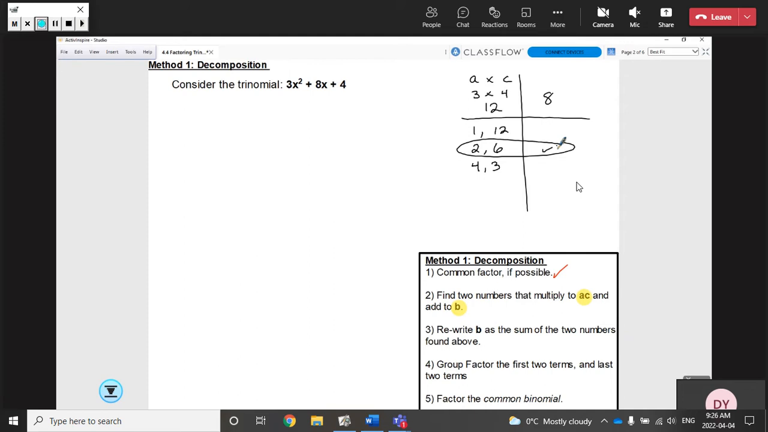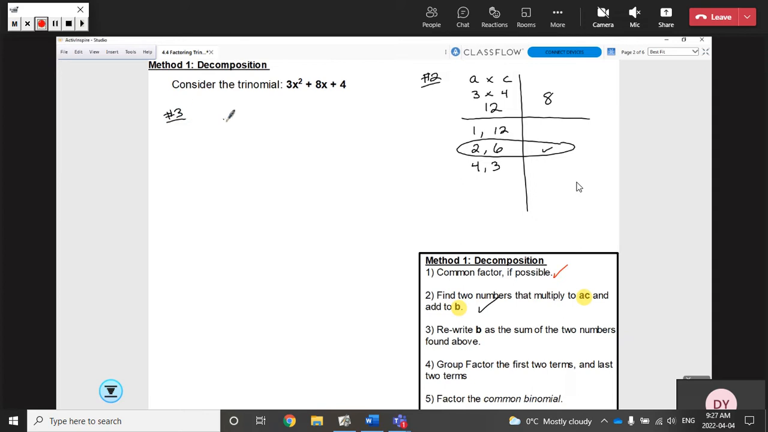So we're happy about that. Step number 2, I guess, if you want to write these out as steps. Number 3 is rewrite the b value. So rewrite that positive 8 as the sum of the two numbers found here. Think back to the long method of factoring, because this is actually it. We're taking, so this is step number 3, I suppose.